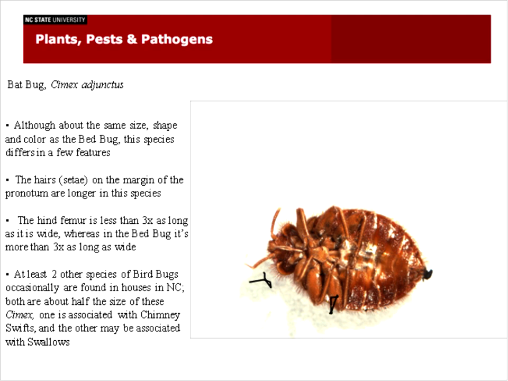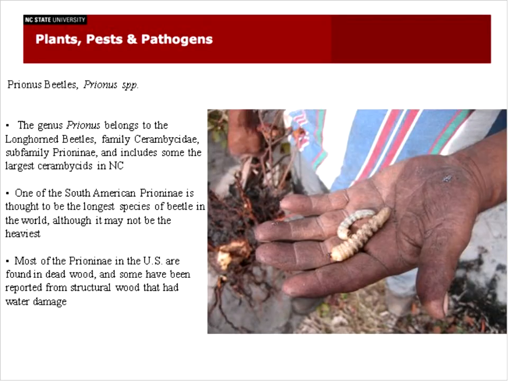At least two other species of bird bugs have turned up in homes occasionally here in North Carolina, one of which is associated with chimney swifts and sometimes gets found around fireplaces or on the hearth or above the fireplace. And another species we started to see a couple of times in recent years that we're not sure what it's feeding on, but is maybe associated with swallows that can be nesting in or around the house.